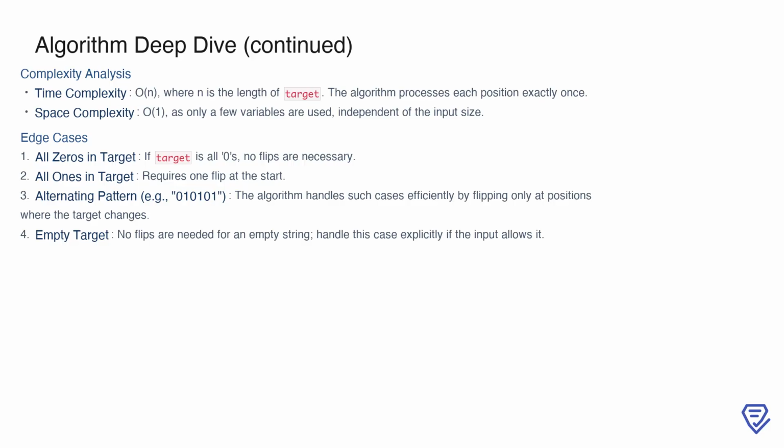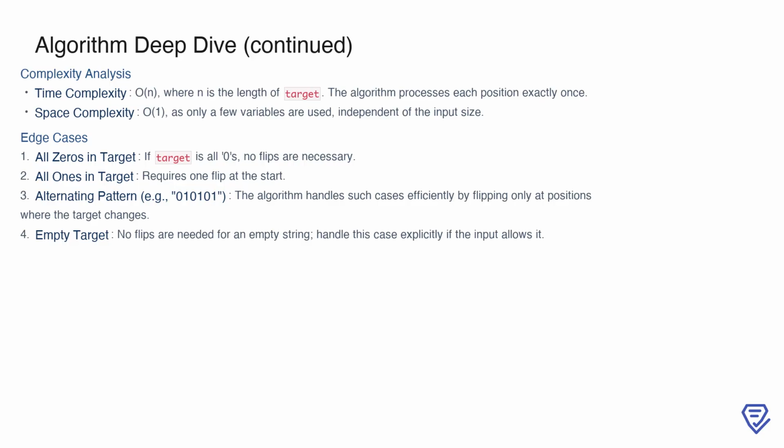Analyzing the algorithm's complexity, the time complexity is O(n), where n is the length of the target string. This is because we process each position in the string exactly once. The space complexity is O(1), as we only use a few variables, and the memory usage does not grow with the size of the input.